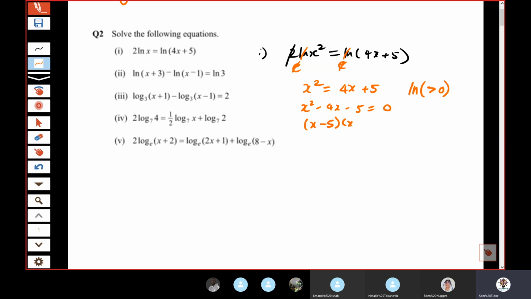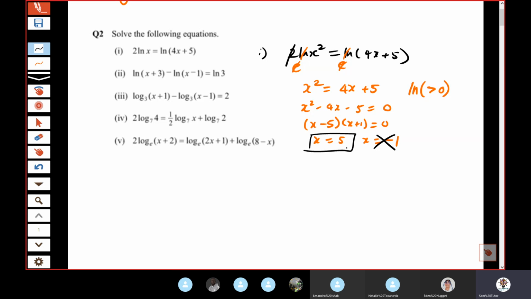x minus 5, x plus 1 equals 0, x equals 5, x equals minus 1. Just because it's minus 1, it doesn't mean it's wrong. When you sub it back in, it has to be wrong. So, let me just make that clear. If I sub in negative 1 into here, log of a negative is not allowed. That's wrong. Sub in 5, that works. 4 times 5 plus 5 also works. The answer is this.